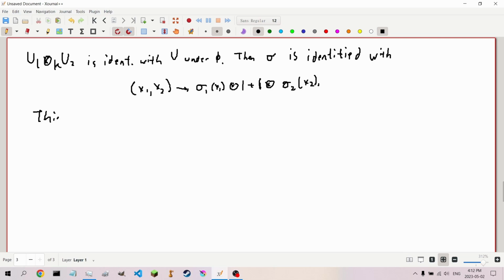And this generalizes to higher tensors. And by that I just mean you get like sigma 1 x1 tensor 1 plus 1 tensor sigma 2 x2 tensor 1 plus 1 tensor sigma 3 x3, and analogously for higher dimensions. Everything just kind of unfolds in the way that you would want.